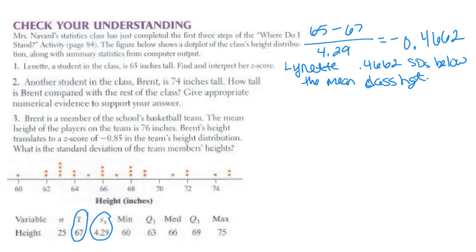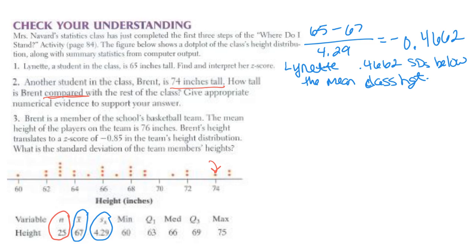Okay, so let's look at the information here about Brent. Brent is 74 inches tall. How tall is Brent compared with the rest of the class? Give appropriate numerical evidence to support your answer. Well, if we look at this, Brent is 74 inches tall, so he is right here. We know we have a sample size of 25. So including Brent, there are only 2 more people taller than him.